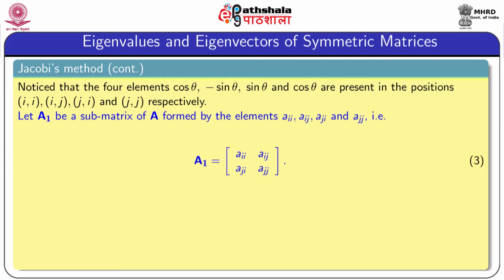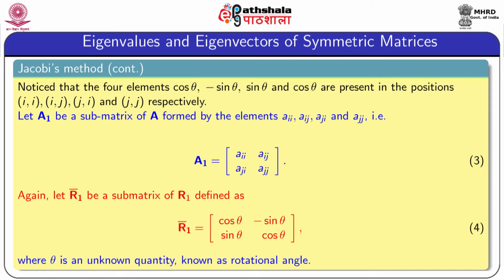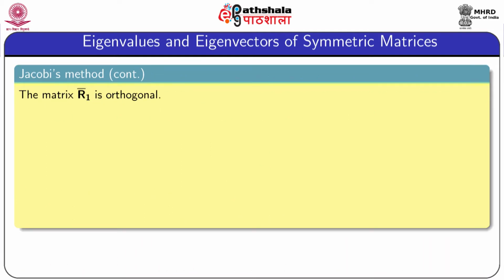Let A1 be a submatrix of the given matrix A formed by the elements Aii, Aij, Aji and Ajj. That is, the submatrix A1 of A is a matrix of order 2 by 2 shown in equation 3. Again, let R1 bar be a submatrix of the matrix R1 defined by R1 bar equal to cos theta, minus sin theta in the first row, and sin theta, cos theta in the second row, where theta is an unknown quantity known as the rotational angle. That means R1 bar is a submatrix, and obviously this matrix is an orthogonal matrix, and hence the original matrix R1 is also an orthogonal matrix. The matrix R1 bar is orthogonal; it can be proved by direct multiplication.